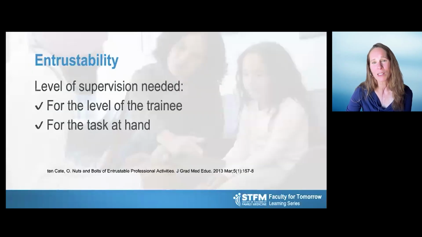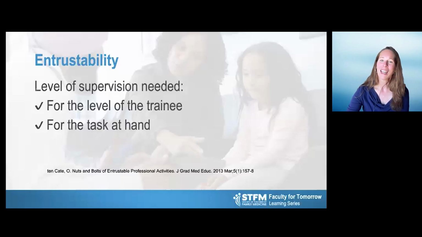The concept of entrustability, well, you're probably already doing this every time you work with a student anyway. So please, don't let the nomenclature of EPAs confuse you. In these cases, you're deciding how much autonomy your learner can have during a visit, both for the H&P as well as components of decision-making or patient education.